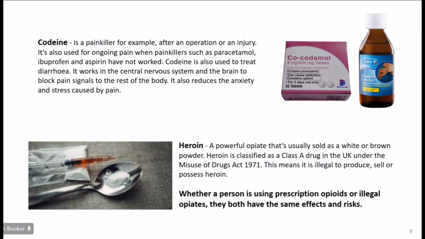Heroin is a powerful opiate that's usually sold as a white or brown powder. Heroin is classified as a Class A drug in the UK under the Misuse of Drugs Act 1971. This means it is illegal to produce, sell, or possess heroin. Whether a person is using prescription opioids or illegal opiates, they both have the same effects and risks.